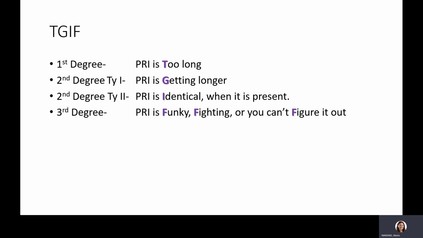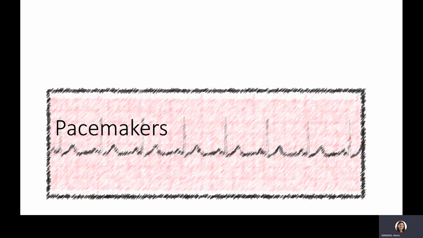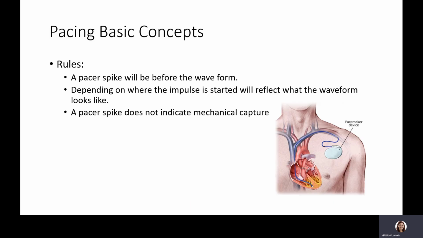Try that little trick and see if that helps you out with remembering the different types of heart blocks. The only one that's not on here is the bundle branch block. But if you remember with bundle branches, your QRS is going to be wide, you should be fine. All right, so pacemakers is our next topic.